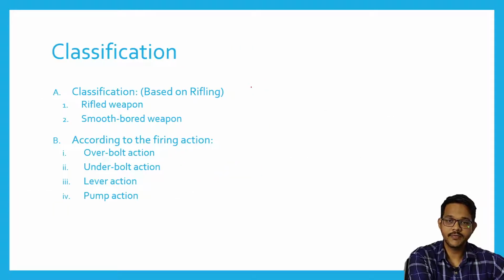Now coming to classification of firearms. Classification is based on the rifling. Mainly, this is the main classification. It is based on the rifling. It may be a rifled weapon or a smoothbore weapon.